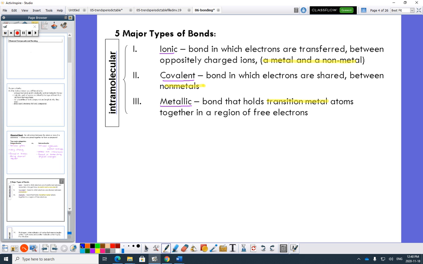So we're going to talk about ionic and covalent the most. And again, you would have talked about those in grade 10. Ionic bonds occurring between a metal and a non-metal. Electrons are transferred.